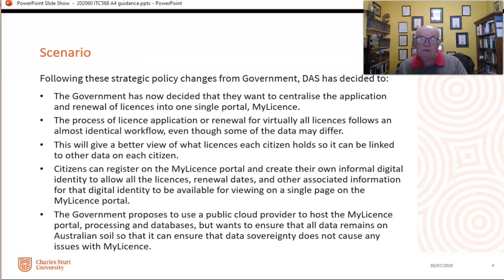From the government point of view, this gives a much better view of what licences each citizen holds, and it can be linked back to other data about each citizen. The process that the government proposes is that citizens can register on that My Licence portal. They will then create their own informal digital identity, and that allows them to view their licences, their renewal dates, and all the other associated information for their identity on a single page on the My Licence portal. So, as always, under the Cloud First proposal, the government then proposes to use a public cloud provider to host this portal, to process the data, and to hold the databases containing that. However, it is somewhat concerned about data sovereignty, so it wants to ensure all the data remains on Australian soil. That way, it tries to prevent any issues around the data with My Licence.